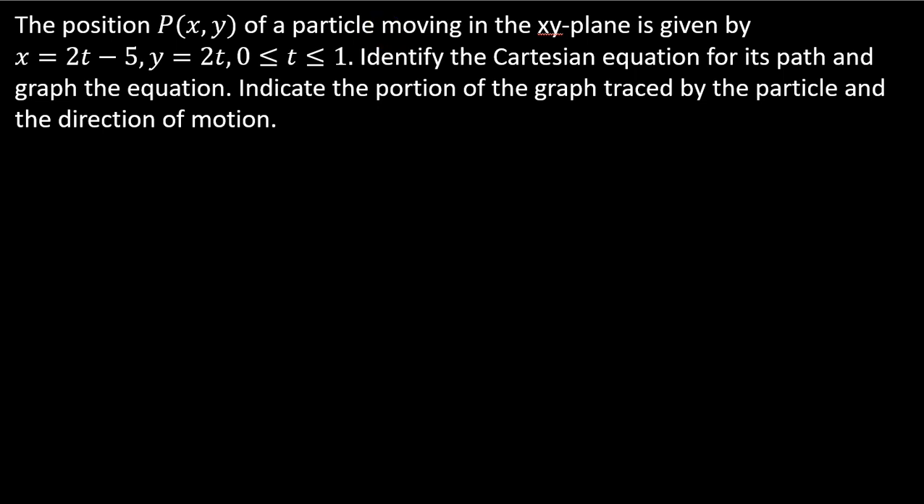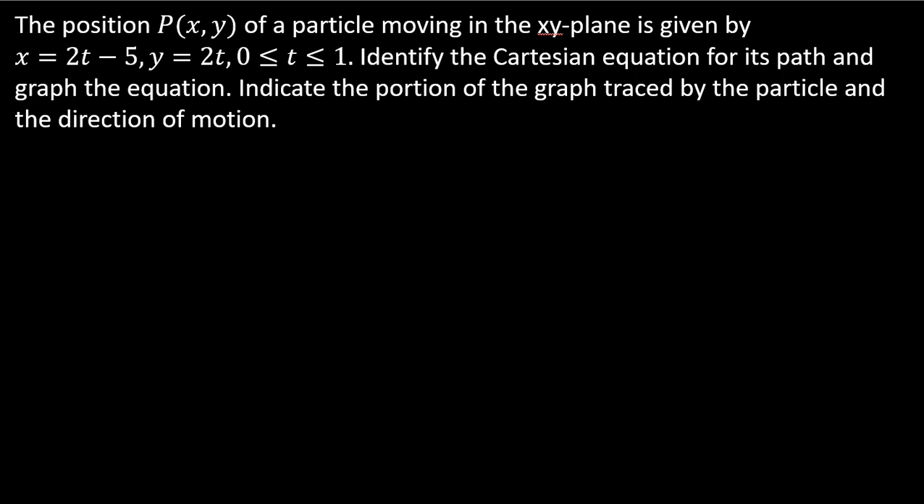So this problem is, there's a lot kind of going on in here. So it says the position P of xy of a particle moving in the xy plane is given by x equals 2t minus 5, y equals 2t, and t is between 0 and 1. So we want to identify the Cartesian equation for its path and graph the equation and indicate the portion of the graph traced by the particle and the direction of motion. Okay, so there's a couple different ways you can approach this. I think it kind of depends on the question, I guess.